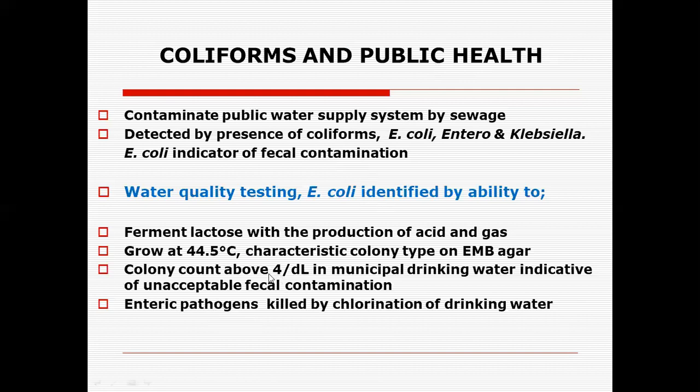The coliform count of about 4 per deciliter in municipal drinking water is indicative of unacceptable fecal contamination. If you have less than 4, like 1 or 2, the water is acceptable for drinking. But if you have more than that, the water is not acceptable for drinking. These are enteropathogens that are killed by the chlorination of drinking water, but sometimes they do resist. So Escherichia coli does have what you call public health significance. It is significant because of the public health issue.